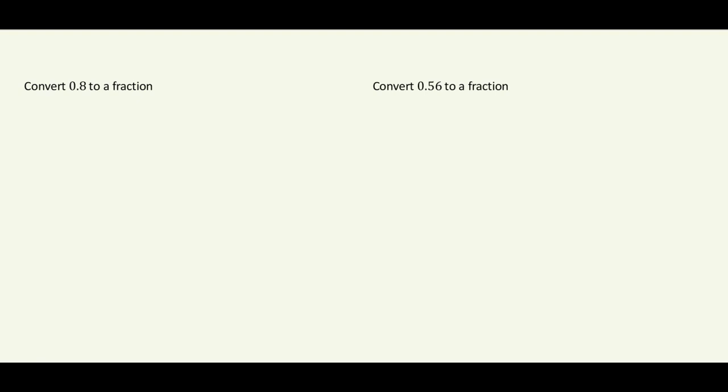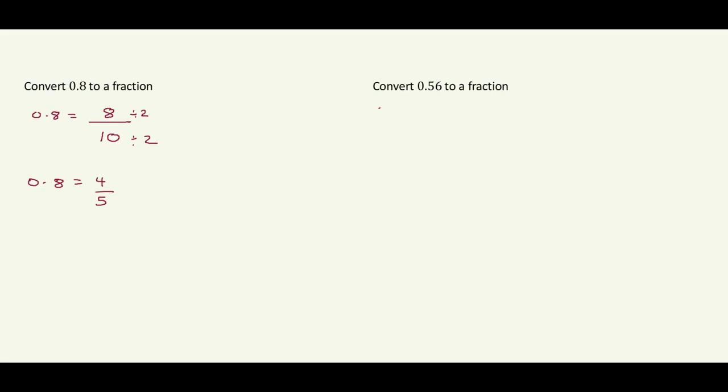So we have 0.8. What we're saying here is we're going to write 8 and then put a 1. We're going to count how many digits after the decimal. We have just one digit, so we're going to append just one 0. Now we simplify this, divide this by 2, divide this by 2. We have 4 over 5. So 0.8 is the same as 4 over 5.